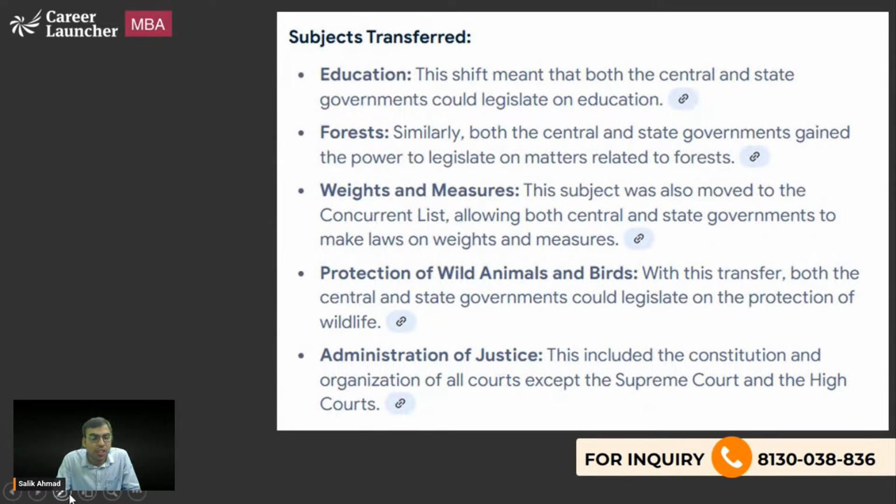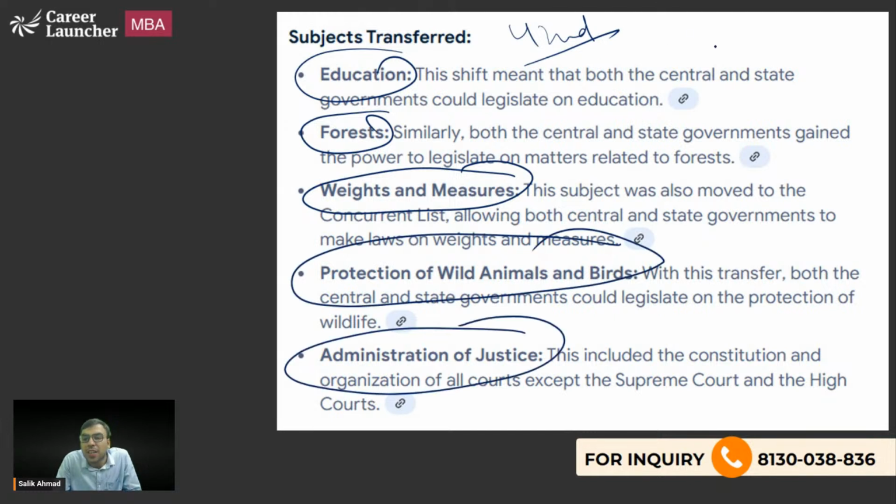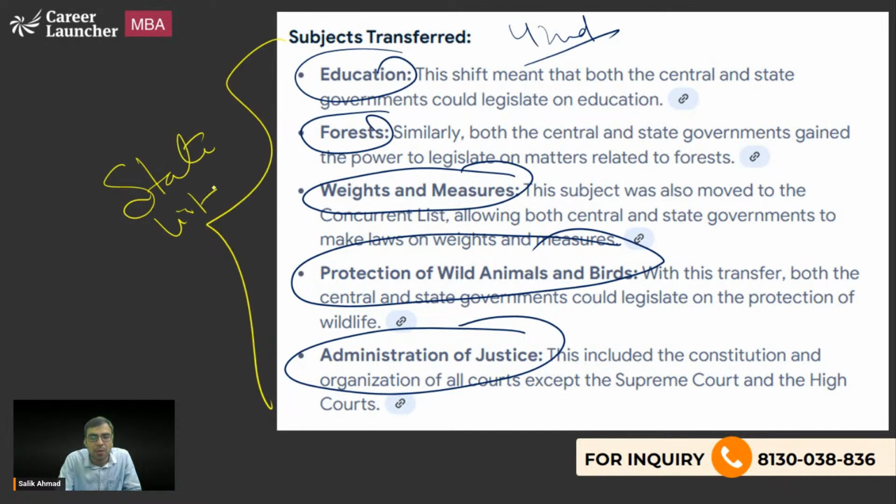Okay? So what was done in the 42nd Amendment? There were some points like education, forest, weights and measures, protection of wild animals and birds, administration of justice. So these were all actually in the state list, where only the state can make laws, but they were transferred to the concurrent list by the 42nd Amendment. Now both Parliament and the state can make laws. Okay? So this is what you should be knowing about.